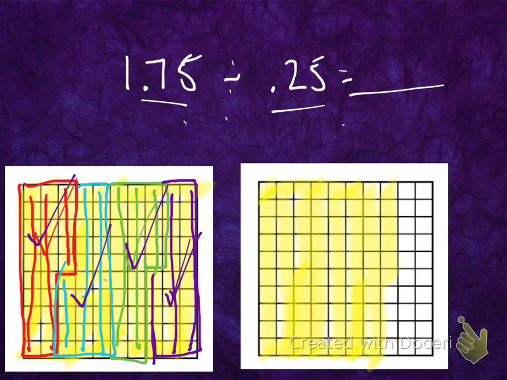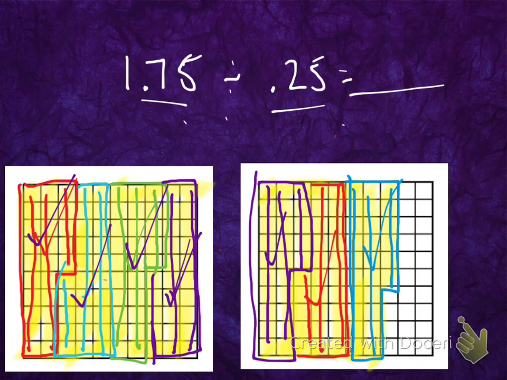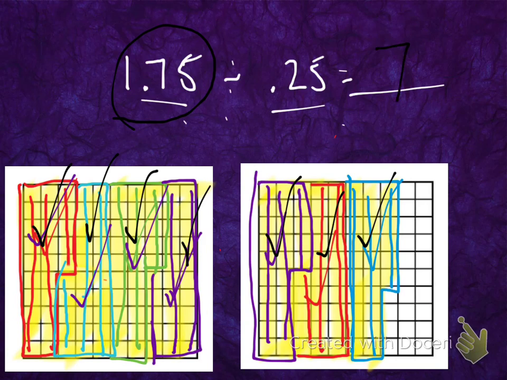If I continue this, I have, that's 10, that's 20, that's 25. I have my fifth group of 25 hundredths. So you can see I completed the rest of the problem, and what I have here is a total of 1, 2, 3, 4, 5, 6, 7 groups of 25 hundredths in my 1 75 hundredths. Therefore, my quotient is going to be 7. There's 7 groups of 25 hundredths in 1 75 hundredths.